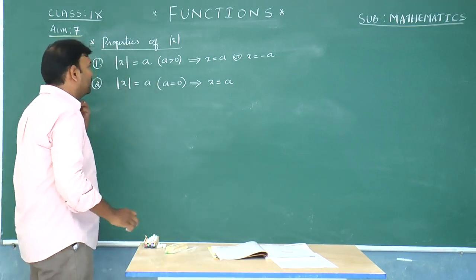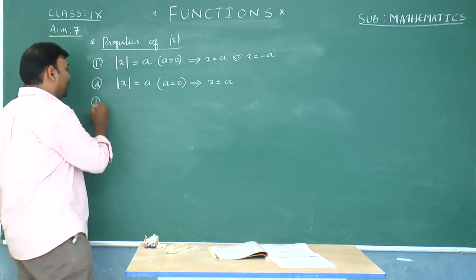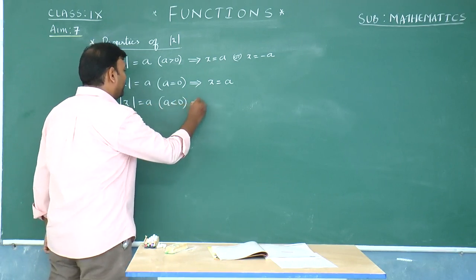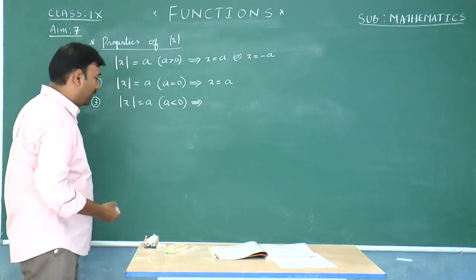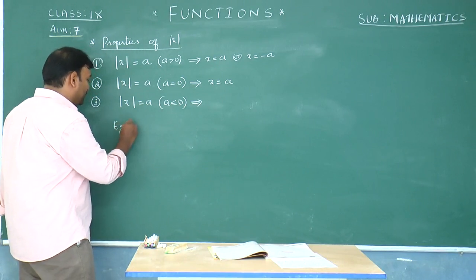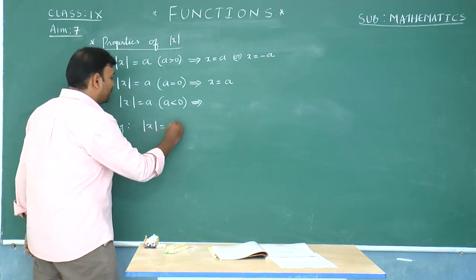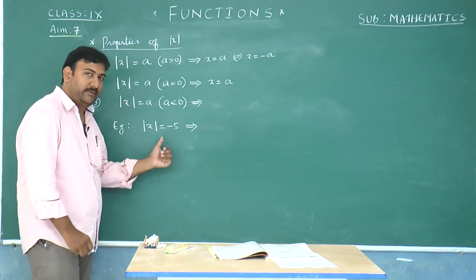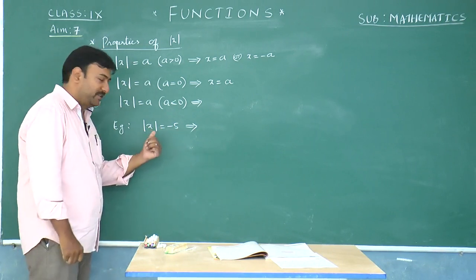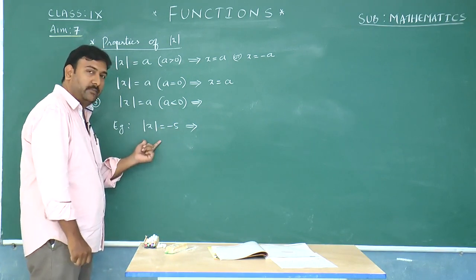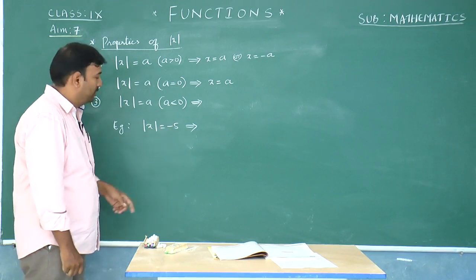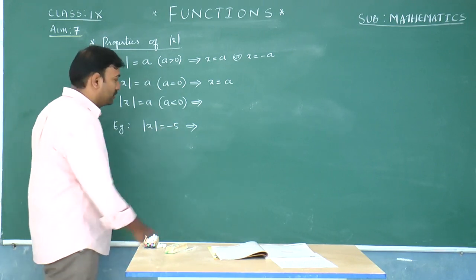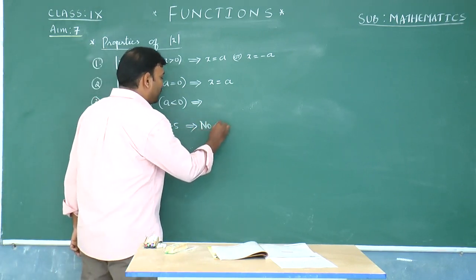So the third property is: if I take modulus of x equal to a, where a is a negative real number, what happens in this case? Let us see an example. Say mod x is equal to minus 5. Try to find values of x which satisfy this equation. Whatever number you substitute in place of x, the modulus of that number will never give you a negative result. So there is no real number, no value of x, which satisfies the equation. In this case, we can say there is no solution.